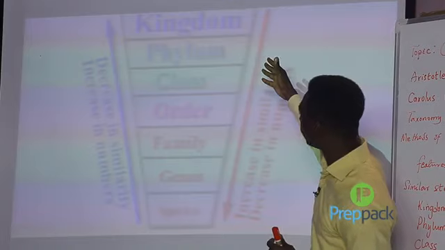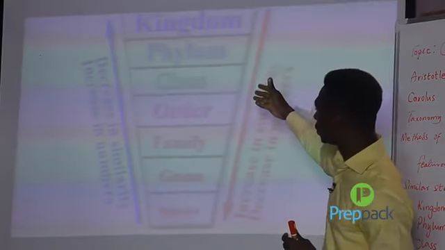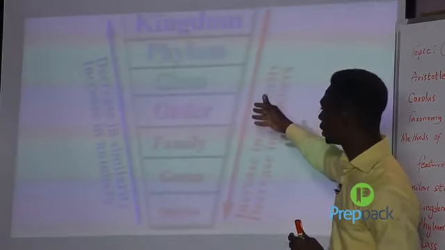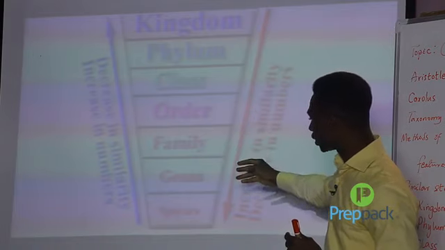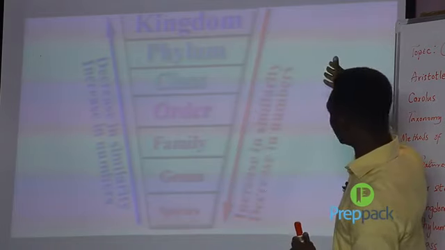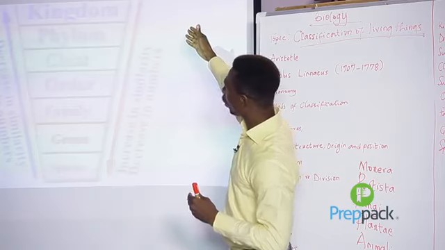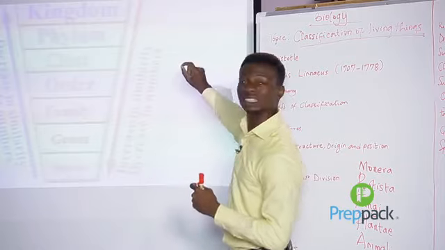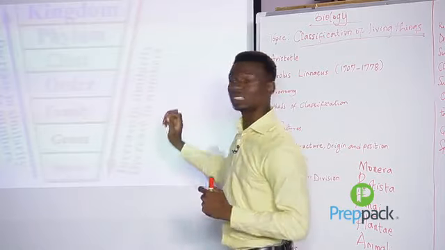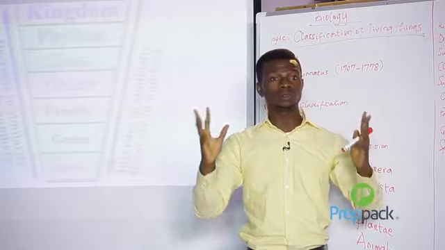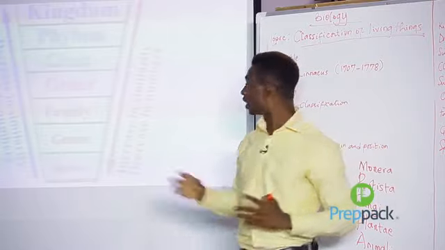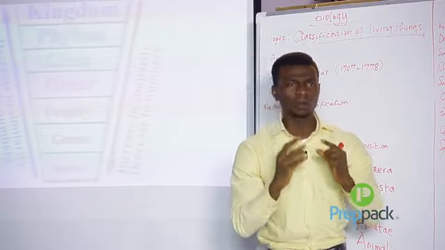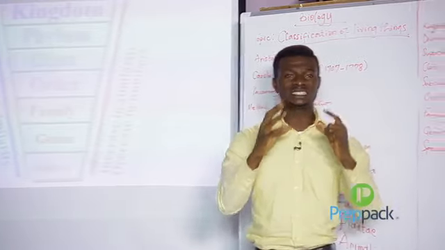Now, the kingdom, coming down to the phylum, you have the class, the order, the family, the genus, and the species. Looking at the arrow, as you come down from the kingdom to the species, you find out that there is increase in similarity and there is decrease in numbers. What does that simply mean? It simply means that while the kingdom contains the largest number of organisms, the species contain the least number of organisms, but they are highly similar.